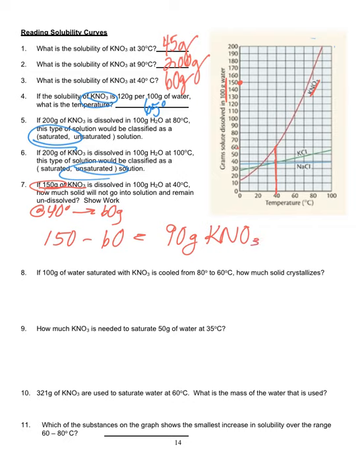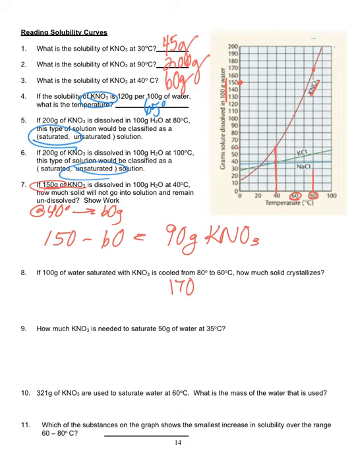Number 8, if 100 grams of water is saturated with KNO3 and it's cooled from 80 to 60, how much is going to crystallize? So we're going to use these two numbers, 80 and 60 on the graph. And at 80 degrees, if you ride that line up, you see that, just to make it easy, I'm going to say it's 170.